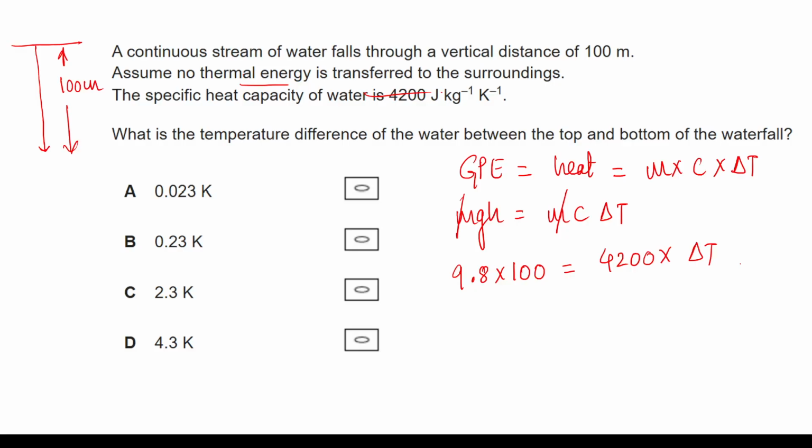So it's 980 divided by 4200. So I am getting the answer as 0.2333333 up to infinity, and the answer is B. Voila. Okay, simple concepts from gravitational potential energy and specific heat capacity. All right, we got it.